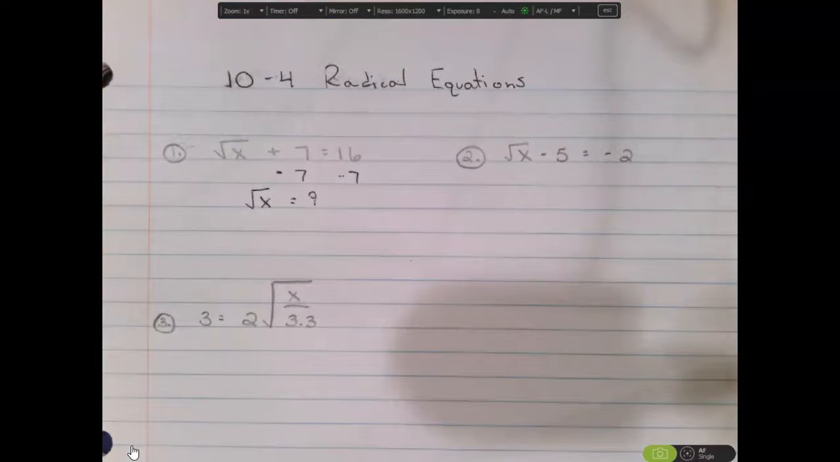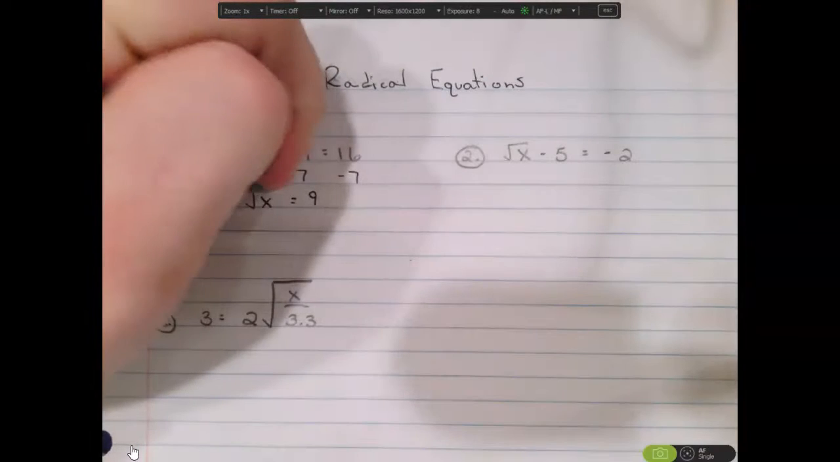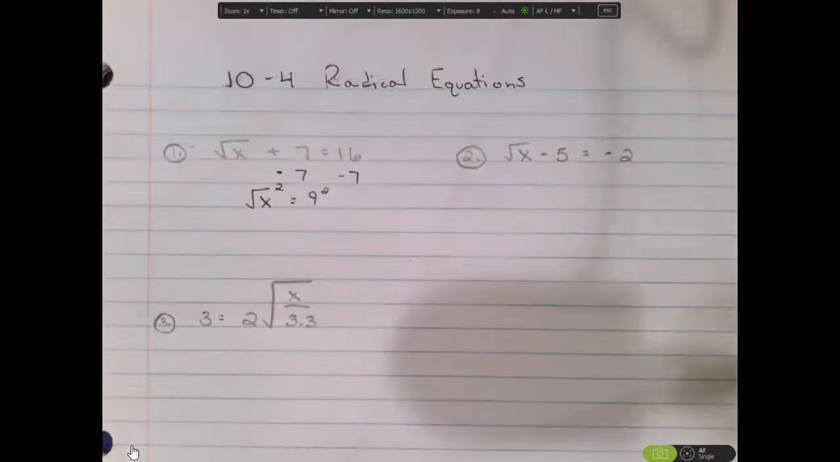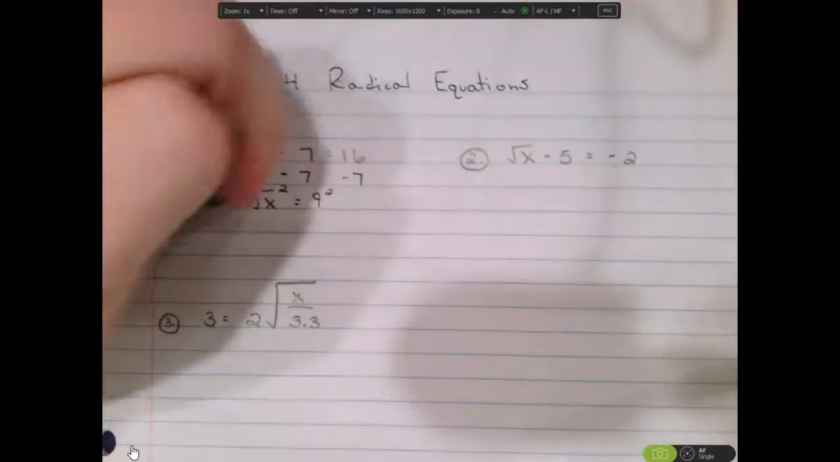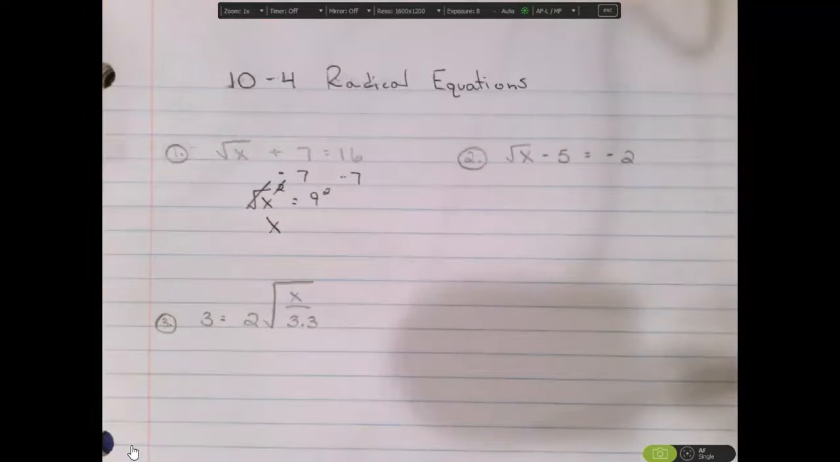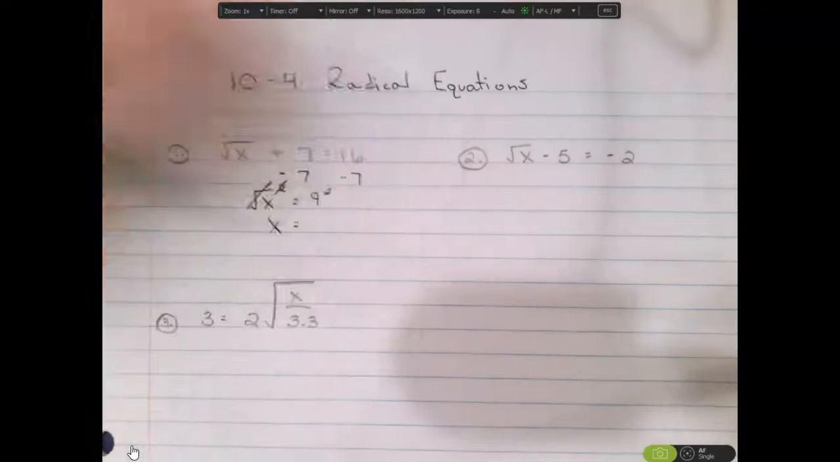Now I'm looking for what x is equal to, not what square root of x is equal to. How do we get rid of a radical? How do we get rid of a square root? Think about what the opposite of a square root is. The opposite of a square root is to square something. So I'm going to square both sides. By doing so, that cancels out the square root symbol, and I'm left with just x on the left. So x is going to be equal to 9 squared, which is 81.